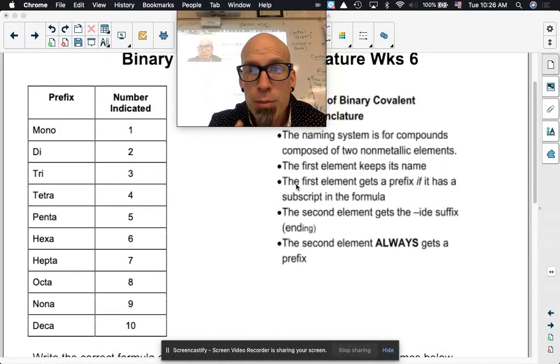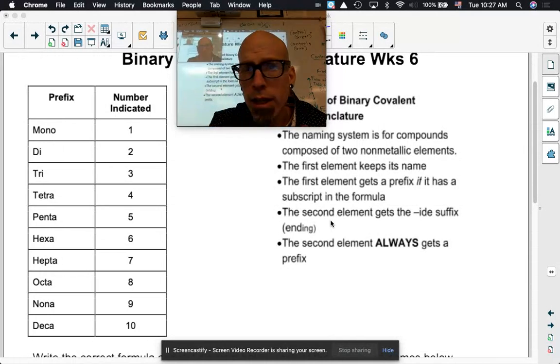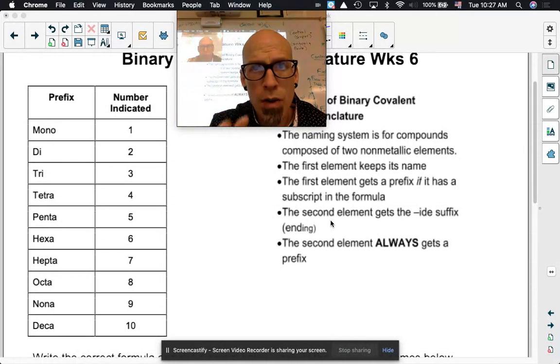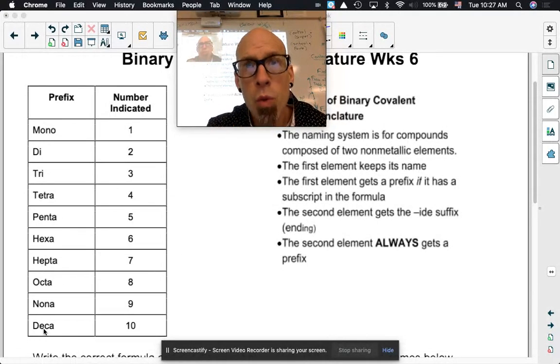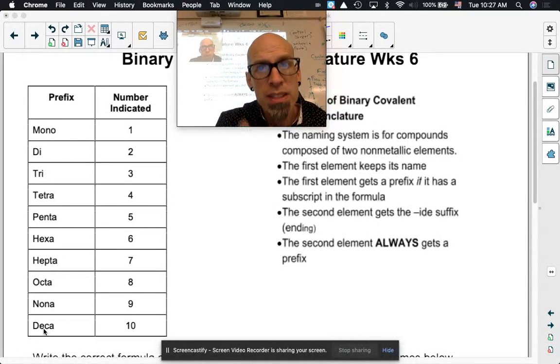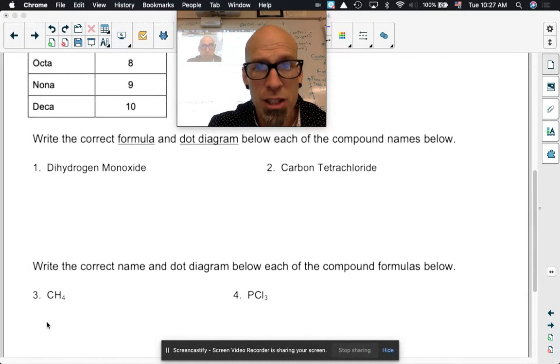So the first element gets a prefix if there's a subscript. We'll get to that. The second element gets the "-ide" suffix. So they're going to end in "-ide", just like all the other naming we did for ionic compounds. And the second element always gets a prefix. So you're going to have one of these on the second name in the formula or in the compound of every covalent compound. The best way to do this is just to start.